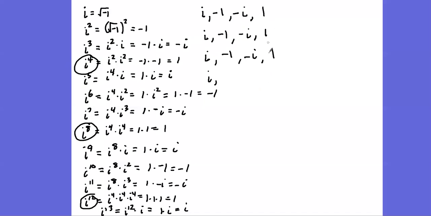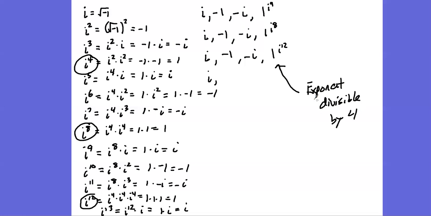And so all of these, this one here was i to the 4th. This was i to the 8th. This was i to the 12th. So anytime that your exponent is divisible by 4, you're at 1.